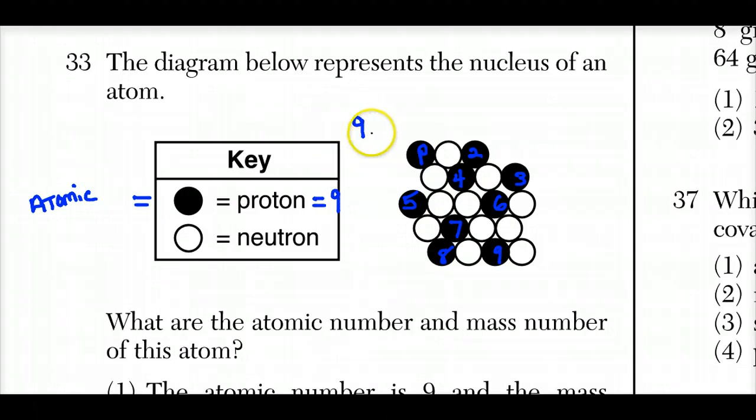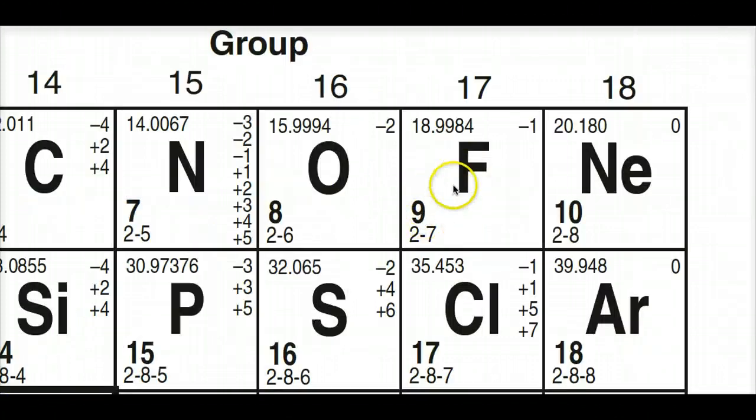Now, who has 9 protons? Well, it would be an element that we can look up. Why not for fun? And number 9 is fluorine. So we're really dealing with fluorine here. Let's go back to the problem though.